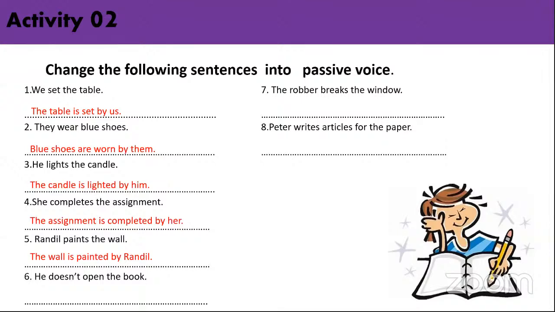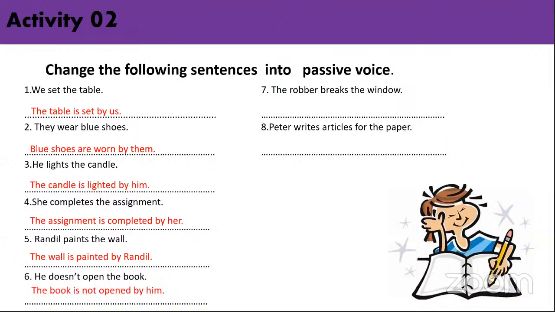Okay, next one. He doesn't open the book. The book you have to take to the subject position. Yes. The book, singular, is. Then you have to use not negative form. The book is not opened by him.